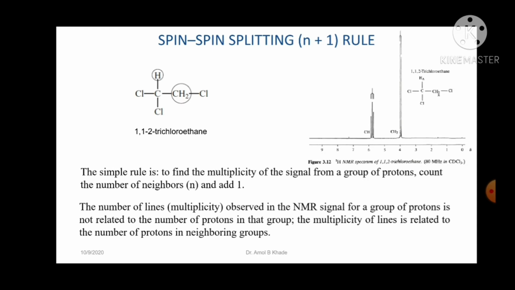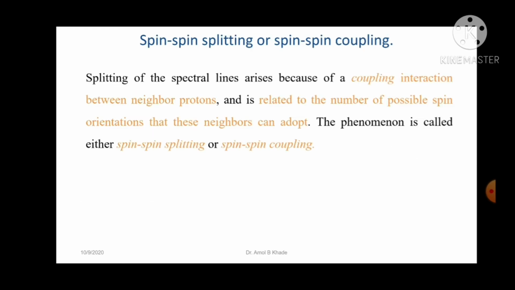So that is what we need to keep in mind. The splitting does not depend on how many protons that particular carbon has, but on the number of protons present in the neighboring carbon atoms. The neighboring carbon atoms can be one or more than one. That depends on the exact structure. So that is the thing we need to consider.